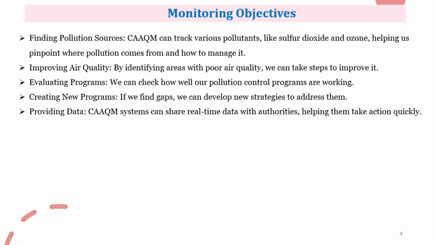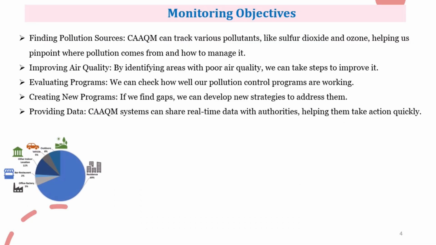Now, let's talk about why continuous air quality monitoring is crucial. It helps to ensure that factories and power plants follow government rules about emissions. We can use the CAQM system for several reasons. Finding pollution sources. CAQM can track various pollutants like sulfur dioxide and ozone, helping us pinpoint where pollution comes from and how to manage it.